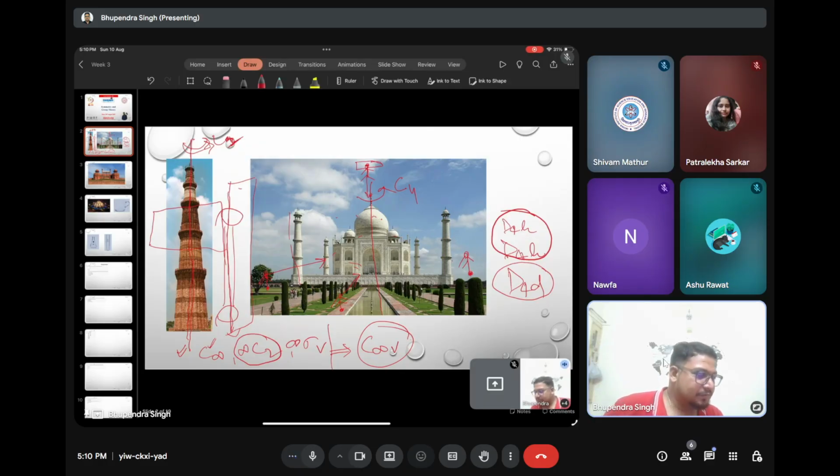Now if C4 is there, C2 is also there, because C4 means you are rotating this Taj Mahal by 90 degrees. If you are rotating by 90 degrees, you are getting the same orientation of the Taj Mahal, which means you can rotate it by 180 degrees also. You will get the same orientation. So C2 is also present there. But how many C2s are there? Now tell me, how many C2s are present here?